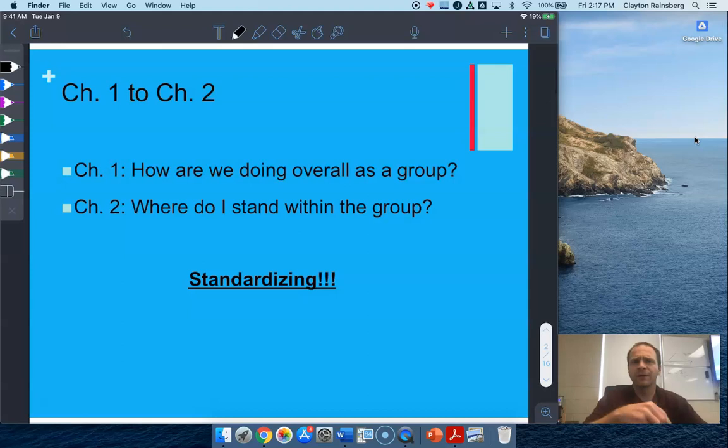In chapter 1, we looked at where are we overall as a group. We looked at the distributions of either a sample or a population, and we learned to describe overall how the entire population or sample is doing. We learned the shape, center, spread, outliers, SOCs.